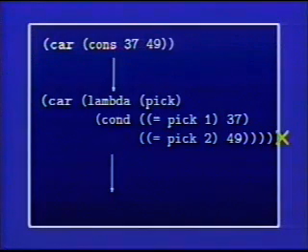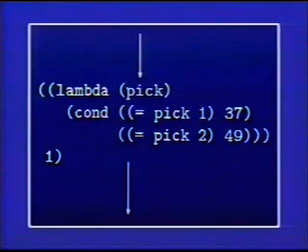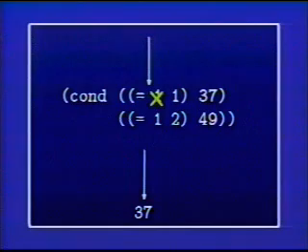Car said, take your argument, which in this case is this, and apply it to 1. That was the definition of car. So if I look at car, the answer is that argument, the argument to car, applied to 1. Well, what does that mean? I take 1 and I substitute it in the body here for this value of pick, which is the name of the argument. And what do I get? Well, I get the thing that says if 1 equals 1, it's 37, and if 1 equals 2, it's 49, so the answer is 37. And similarly, if I'd taken cdr, that would apply it to 2, and I'd get 49.